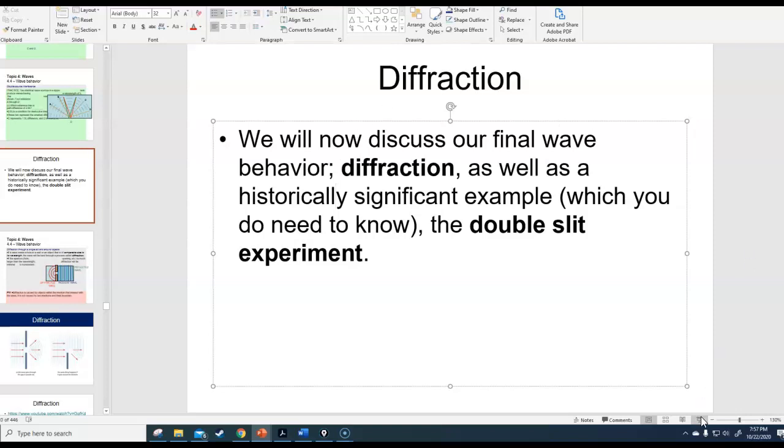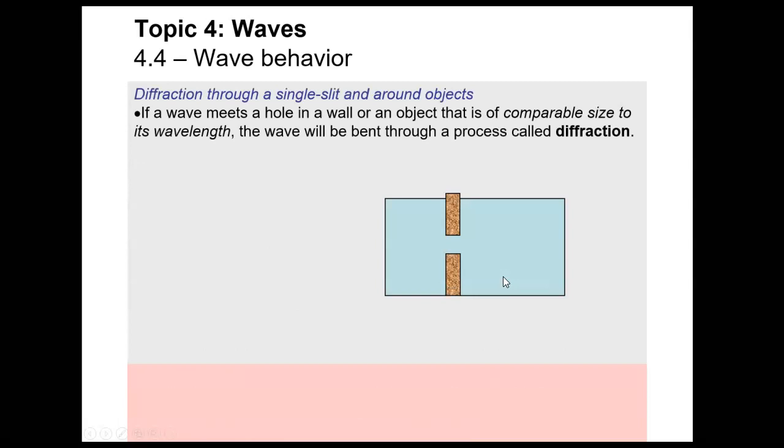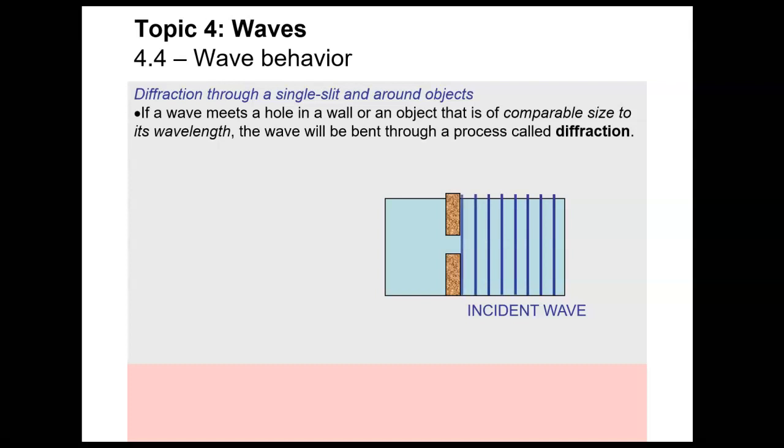Okay, and so just to give you an idea of what this might look like, here we have basically a slit or a hole. Okay, so we basically have a wall that has a hole in it, and if we have a wave come in, when it hits the hole, it spreads out past the hole. Okay, and this spreading out is what we call diffraction.